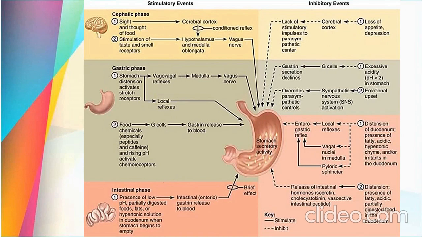Now next one is the intestinal phase. Distension and the presence of fatty acids and partially digested food in the duodenum cause release of intestinal hormones: secretin, cholecystokinin, and vasoactive intestinal peptides. That line indicates the stimulatory effect and this line indicates the inhibitory effect.